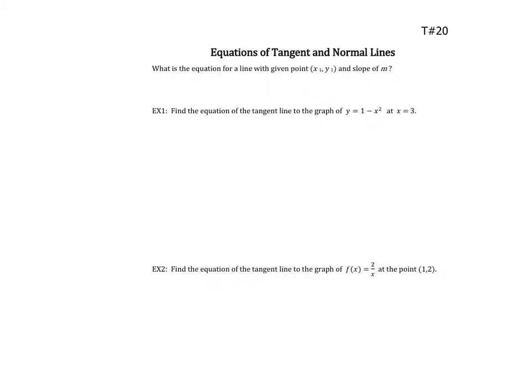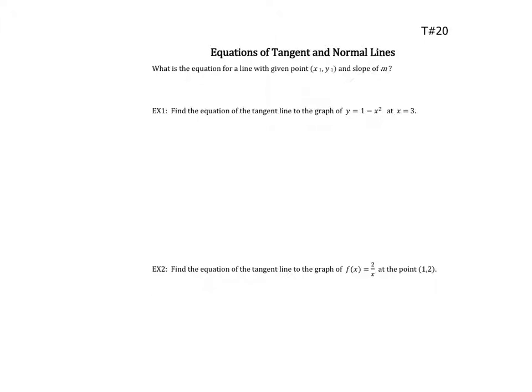All right, let's check out equations of tangent and normal lines. So if I look at this first question, it's going to almost seem silly. What is the equation for a line with a given point, x1, y1, and slope of m? So you're writing the equation of a line.